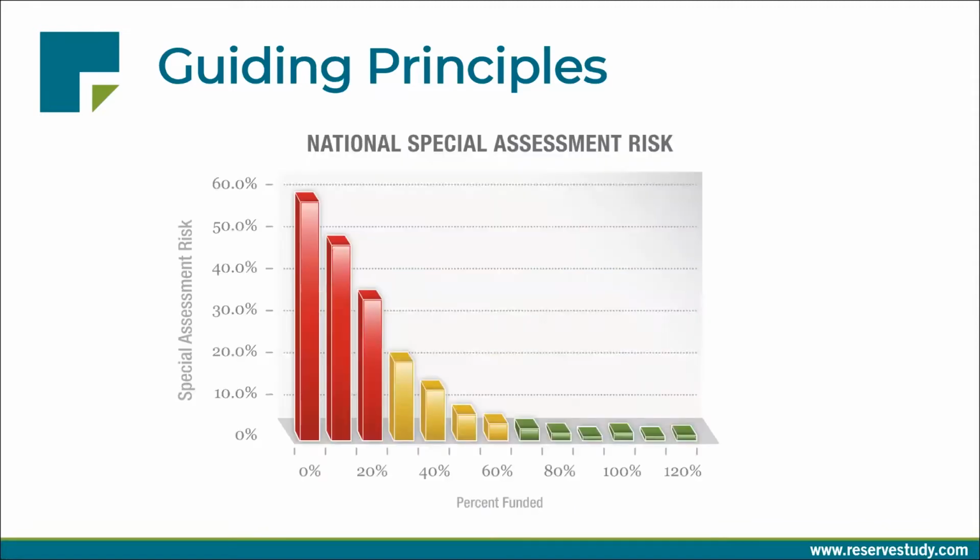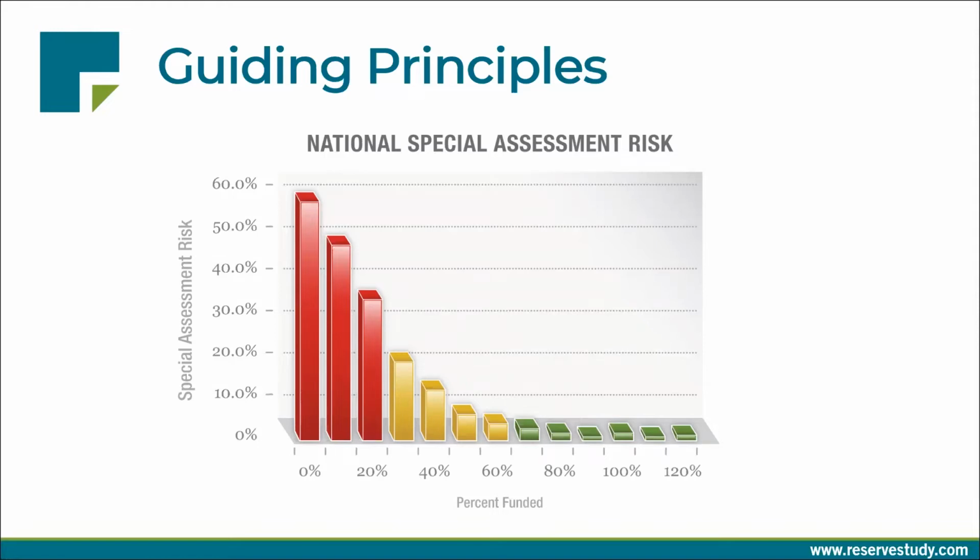And we'll talk today about funding goals. And the standard measure we're going to use having to do with reserve fund strength is percent funded. Bryan will explain that a little more. But as you can see on this chart on the left side, special assessments are common when the reserves are in the weak 0 to 30% range.